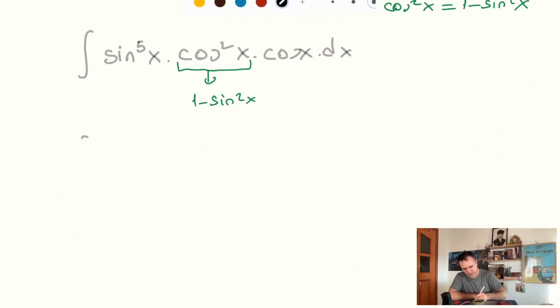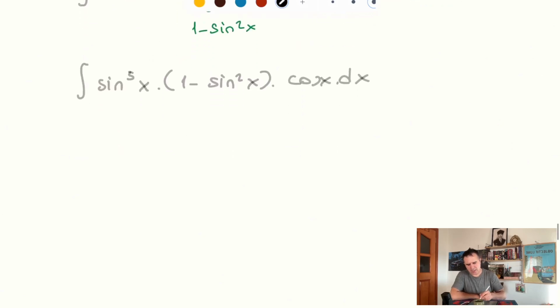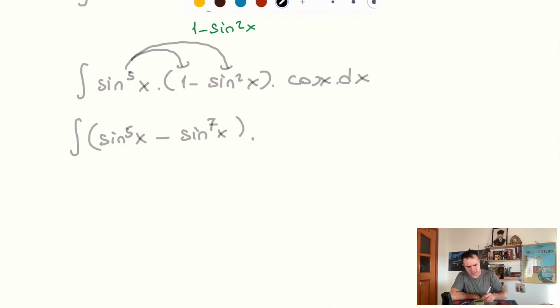Okay, sine to the power of 5x multiplied by 1 minus sine square of x times cosine x dx. Now multiply sine to the power of 5x by 1. This is sine to the power of 5x, and sine to the power of 5x multiplied by sine square x is equal to sine to the power of 7x times cosine x dx.